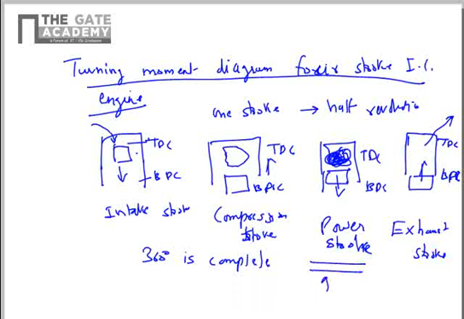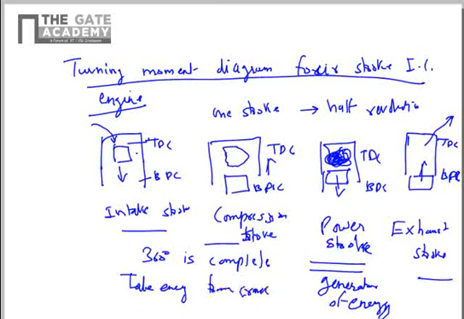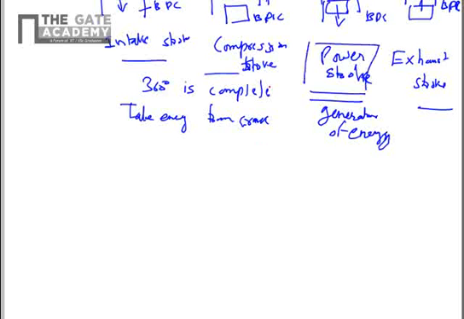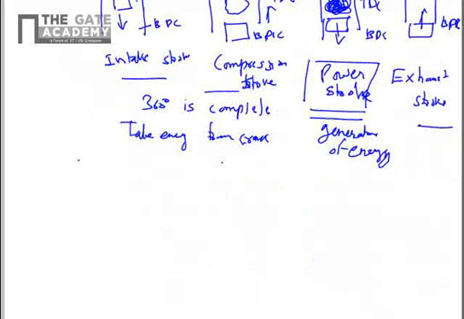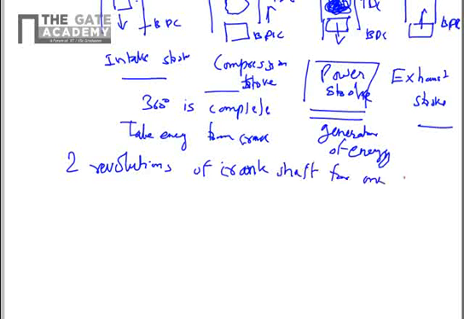So primarily the power stroke is the only generator of energy, and all the rest of the strokes take energy from the crank. The exhaust, the compression, the intake take energy, and the power stroke is the only positive generator of energy. So you have completed one revolution in intake and compression, and one revolution in power and exhaust. So you have completed two revolutions of the crankshaft for one energy cycle. For calculating the fluctuation of energy, we are interested in the energy cycle.